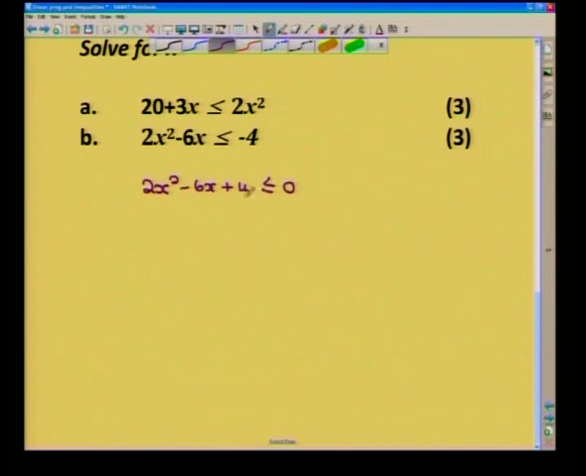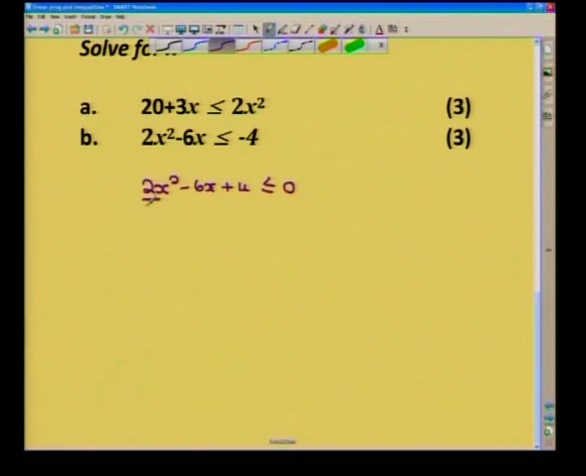Now, I can see that there's a 2 common here. You don't have to take it out, but it is a good idea. That way it makes your factorization much easier. And the best way to do this is because there's a 0 here, you divide through by it. So you're going to say 2 into this, 2 into this, 2 into this, and 2 into this. So it's actually gone. So you have x squared minus 3x plus 2 less than or equal to 0.